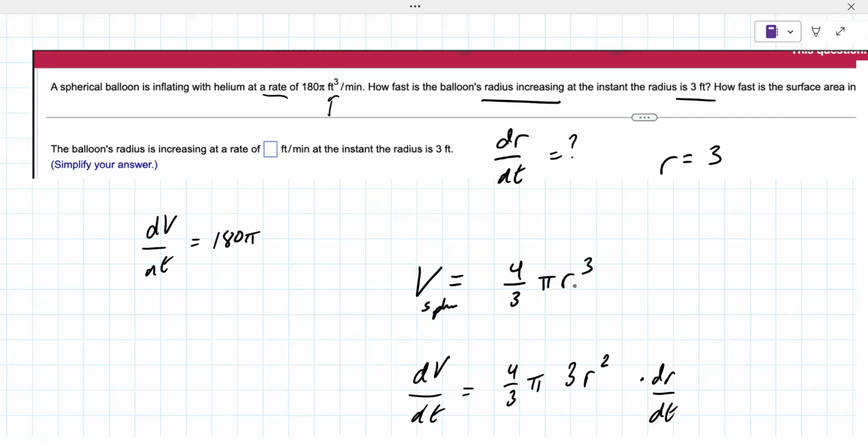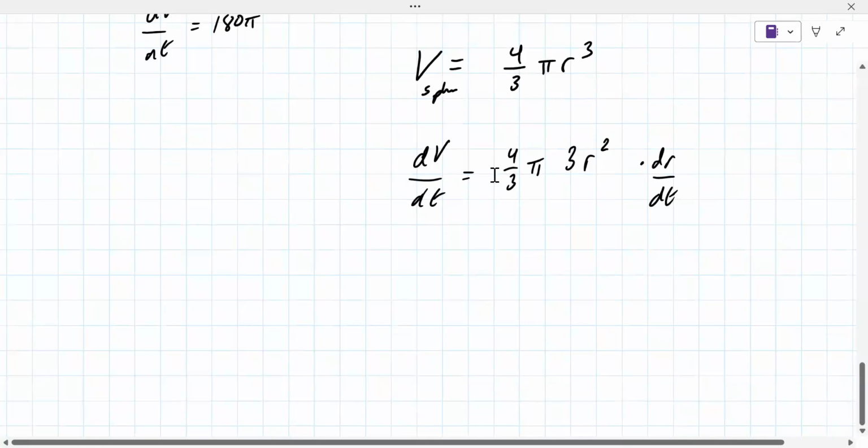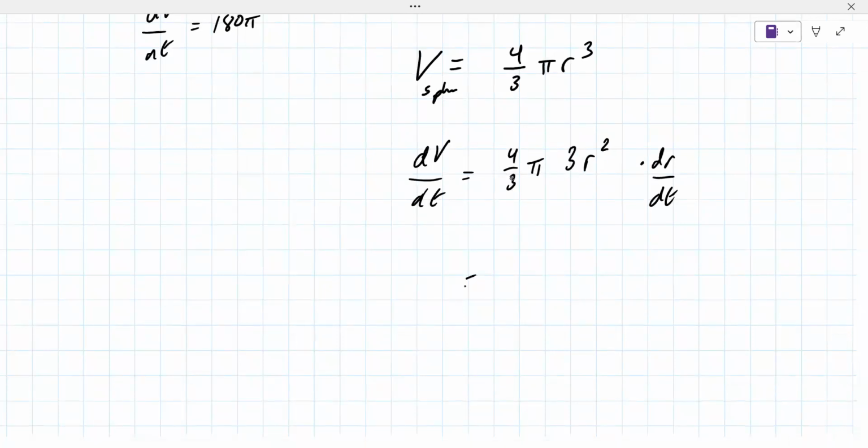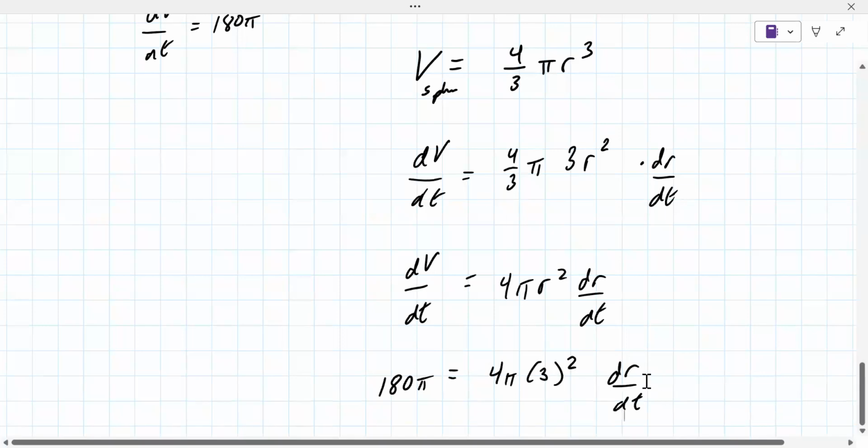Is that okay? Yes. All right. So 4/3 times 3 gets just the 4. So this is 4 pi r squared dr/dt. We know the value for dV/dt, it's the 180 pi. We know that the radius is 3. These are given. So dr/dt is your variable, so you're solving for dr/dt.